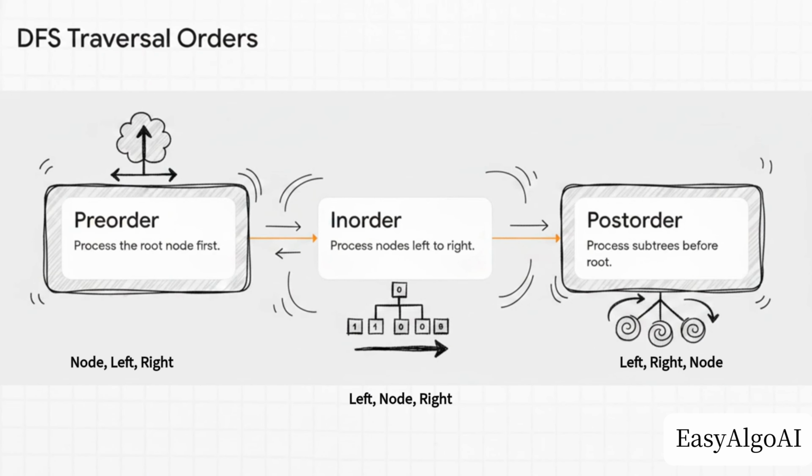Now, depending on exactly when you choose to process the node within that recursive code, you end up with 3 distinct traversal orders. Preorder is the one you'll see most often. You process the current node immediately, then dive left, then right. Inorder processes the left side first, then the node itself, then the right, which effectively reads a binary search tree from left to right. And postorder is a bit rarer. It saves the root processing for the very end, only after both subtrees are totally explored.